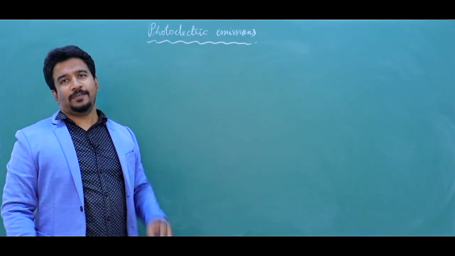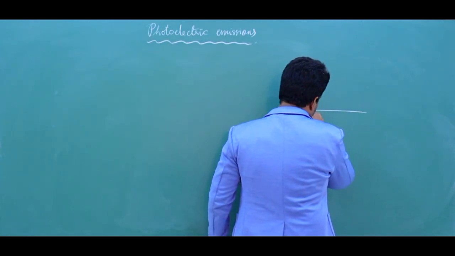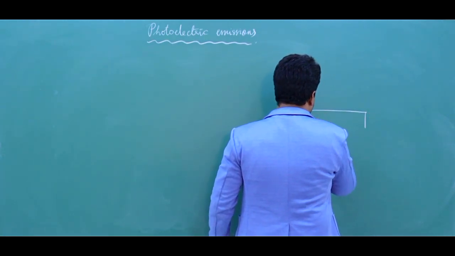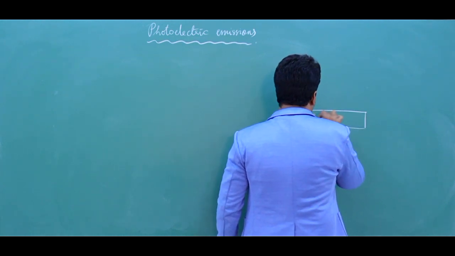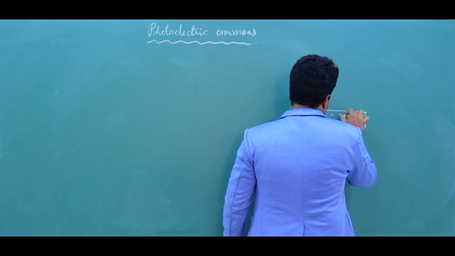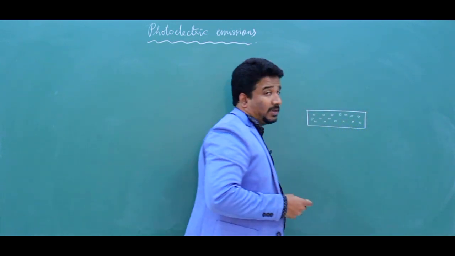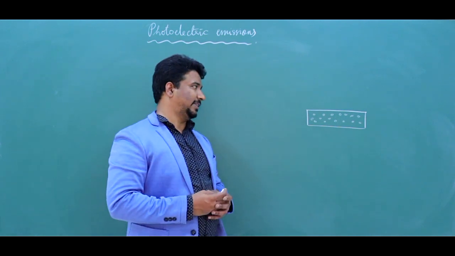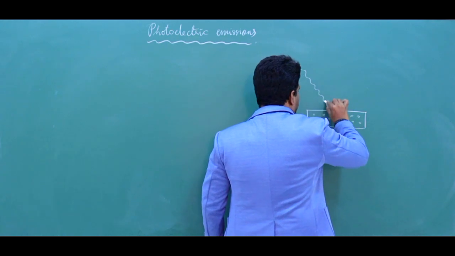Now we are going to study photoelectric emission. Look here, we will take a metal surface. This is the metal surface, and we have free electrons in the volume of the conductor, which are moving inside the volume, and they get kinetic energy because of collisions and other factors, and they cannot leave the surface.